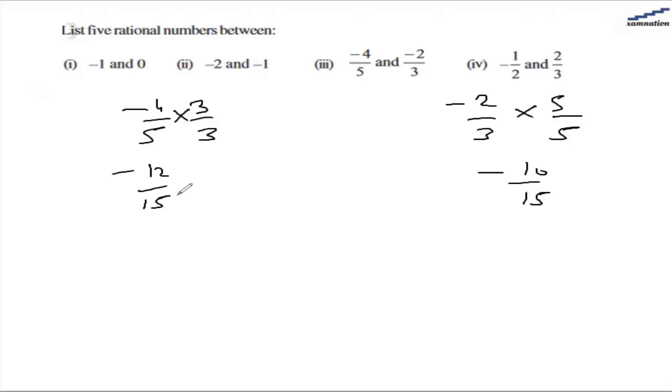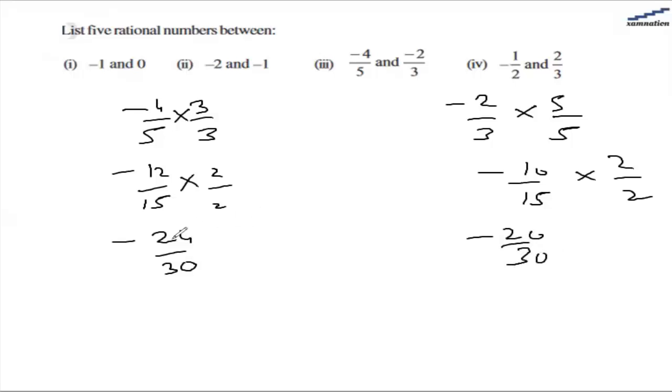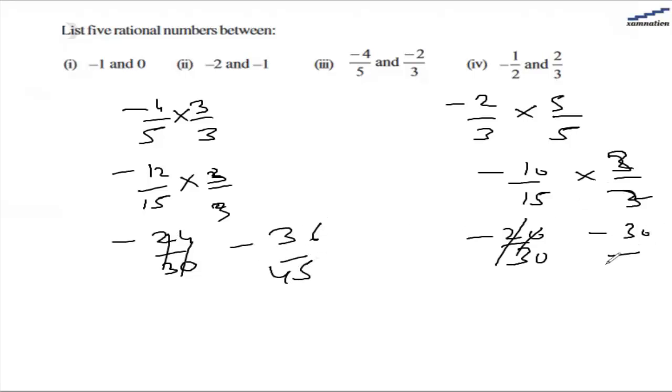Since we have to find five rational numbers, we have to multiply. So let's multiply both numerator and denominator by 2, and here also 2. So we have -24 by 30, and here we have -20 by 30. Still we can only figure out four rational numbers in between. So instead of 2, let's multiply by 3, and here also by 3. So we have -36 by 45, and here we have -30 by 45.